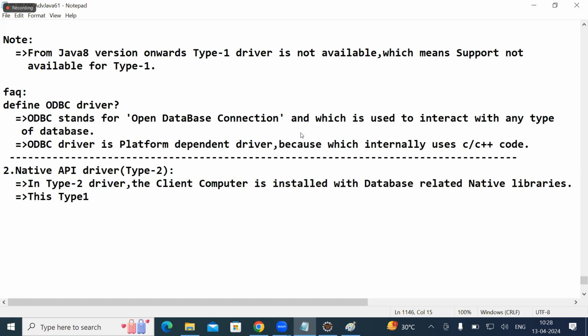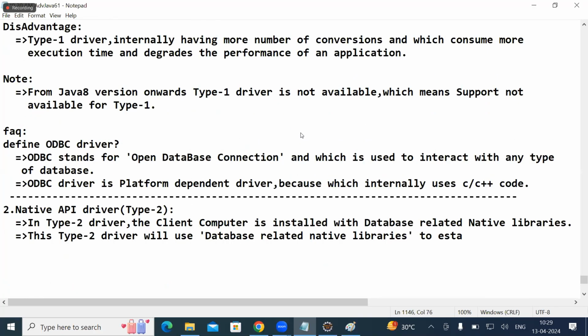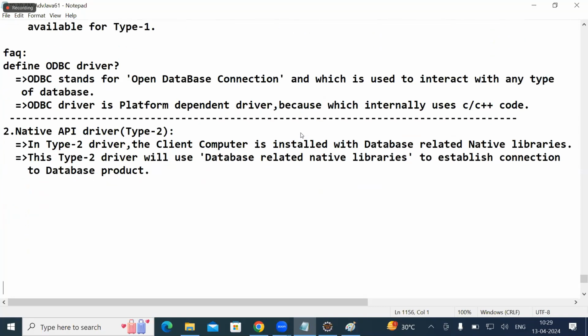This type 2 driver will use database related native libraries to establish connection to database product. Simply, type 2 will use the support of native libraries to establish connection.